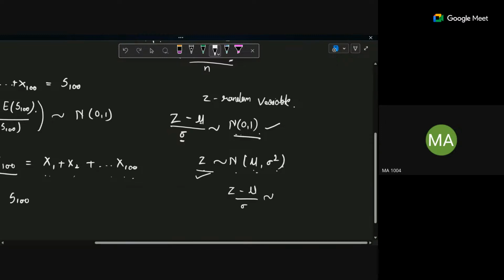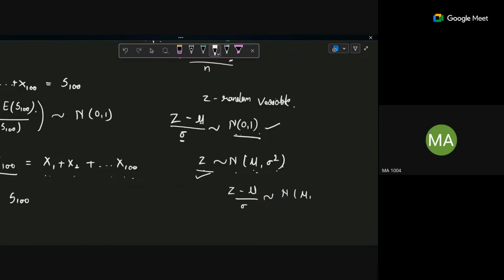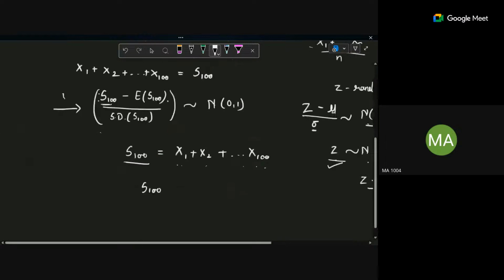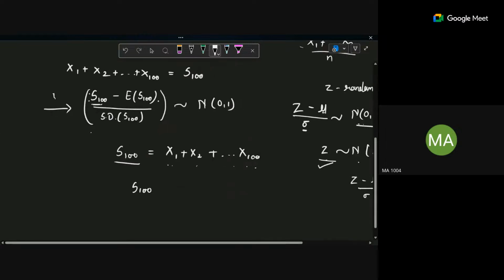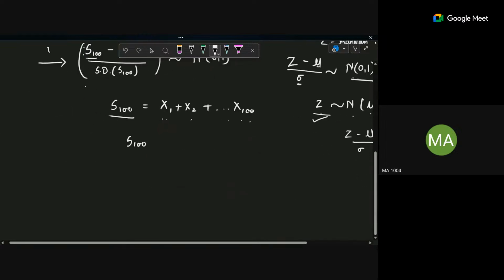Okay, but here I know that initially my z is following a normal distribution, right? Z or X or whatever your random variable is. Now here you are standardizing S100, that is fine. But just give me a logic. From where did you get to know that this S100 is following a normal distribution with some mean and some variance? Did you get my question?